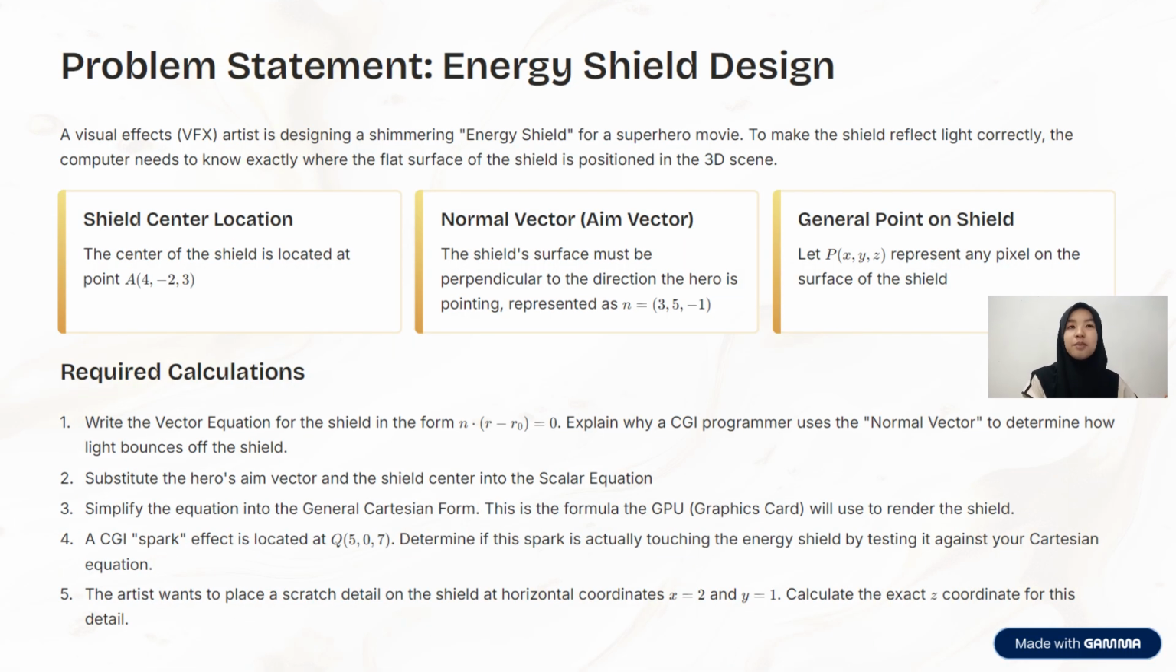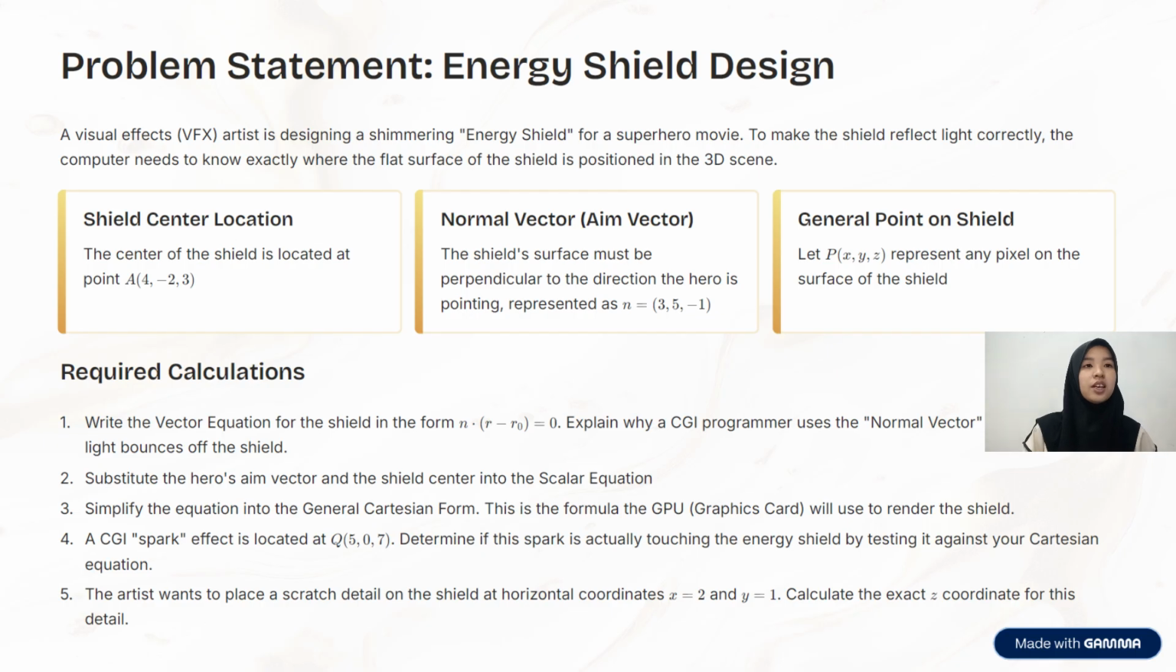Next we move to the crucial part, which is the problem statement. Below are the questions that require 20 marks to be calculated. The problem statement is about the energy shield design.